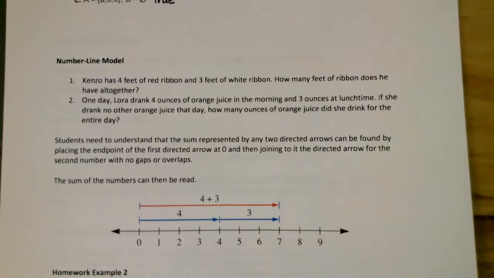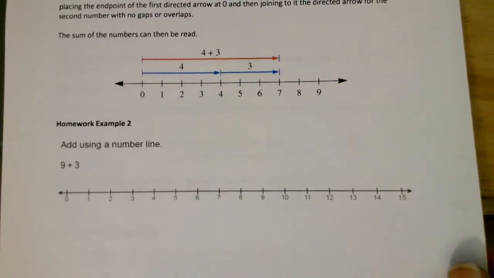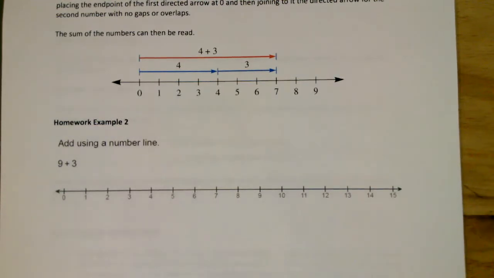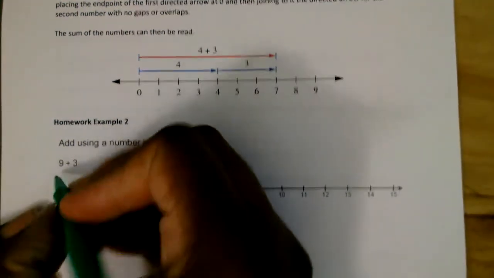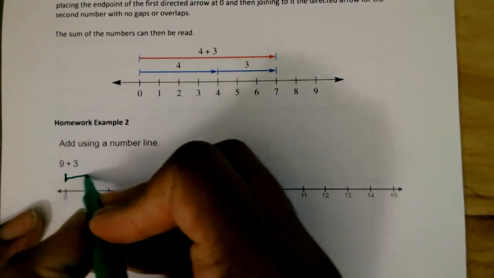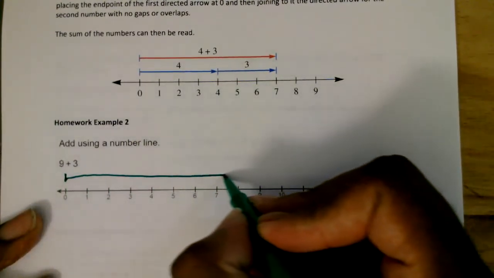Okay. All right, so now for homework example number 2. And by the way, these are examples that are similar to what will be in the homework. If we want to add using a number line, that we can do, like 9 plus 3. So for that, we start at 0. For the 9, to represent 9 on the number line, we go to the right 9 places.